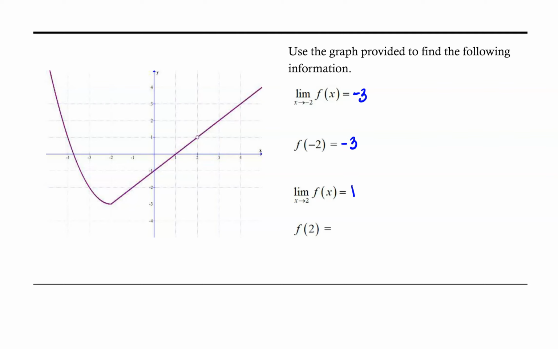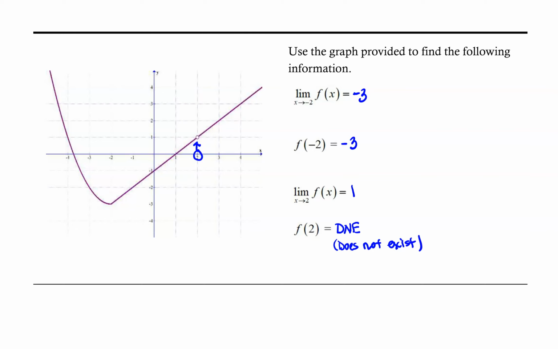Now lastly, we're asked to find f of 2. So here's 2 on my x-axis, and if I look at the graph of my function, I see that there's a hole there. And because there's a hole there, that means that the function does not exist there. So we would say f of 2 does not exist. DNE means does not exist.